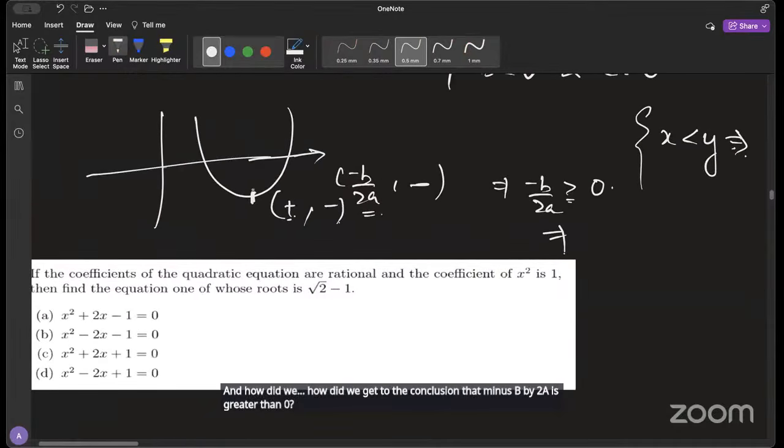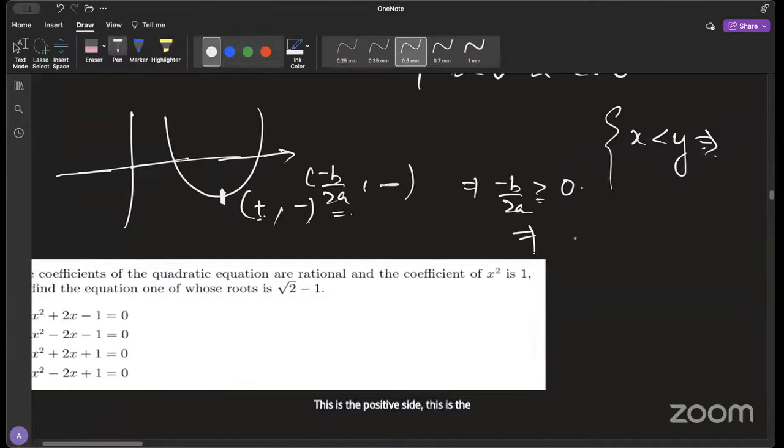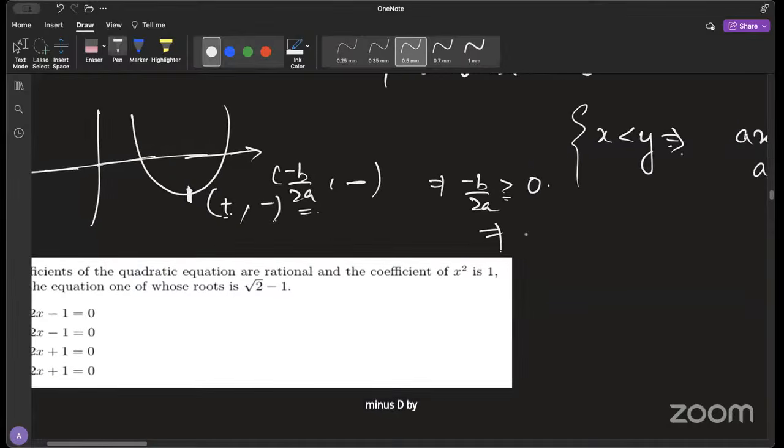We just did it here, right? The x coordinate of the vertex is on the positive side of the x-axis. Okay, I understood the positive side, now this is the negative side. Minus b by 2a is greater than 0.